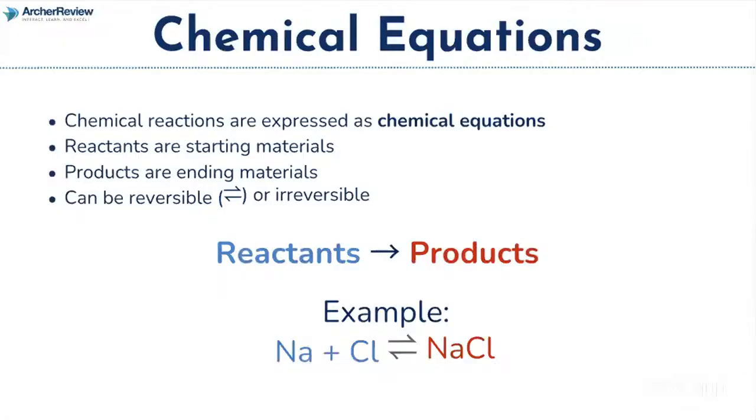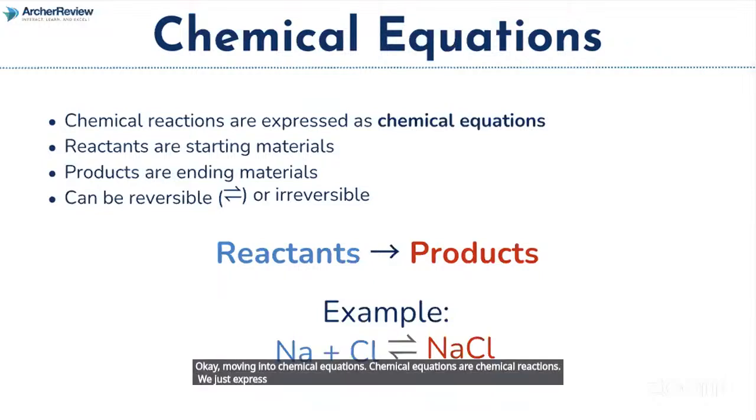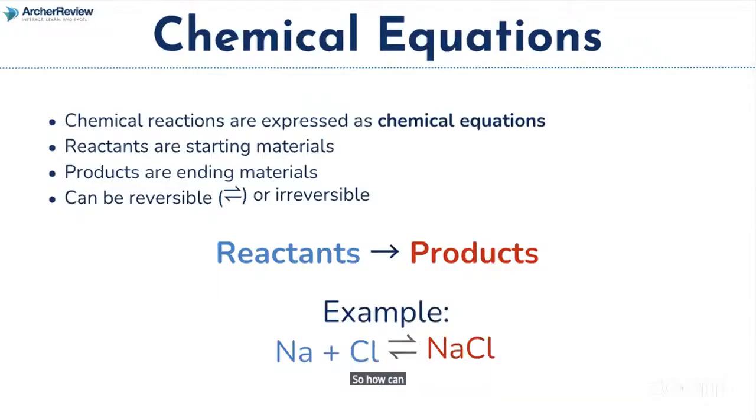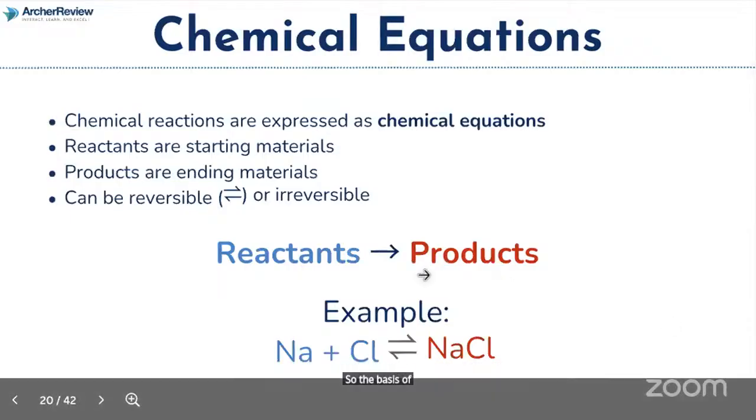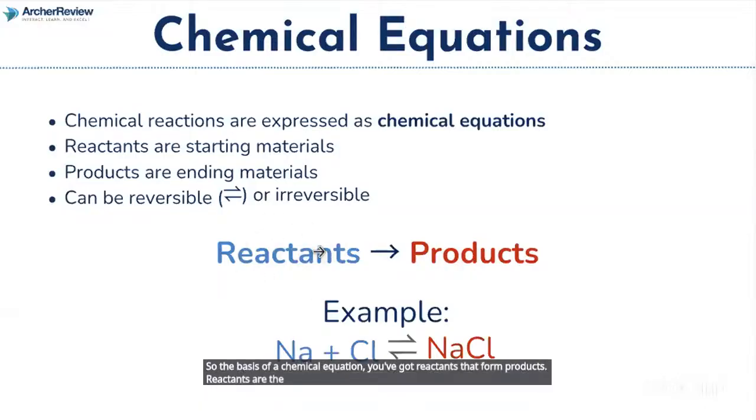Okay, moving into chemical equations. Chemical equations are chemical reactions. We just express them mathematically. So how can we get someone to understand or demonstrate a chemical reaction? We use chemical equations. So the basis of a chemical equation, you've got reactants that form products. Reactants are the starting materials. Products are the ending materials.